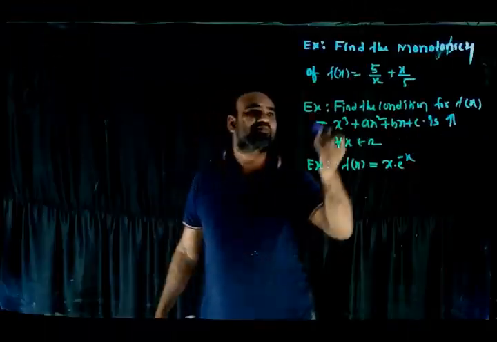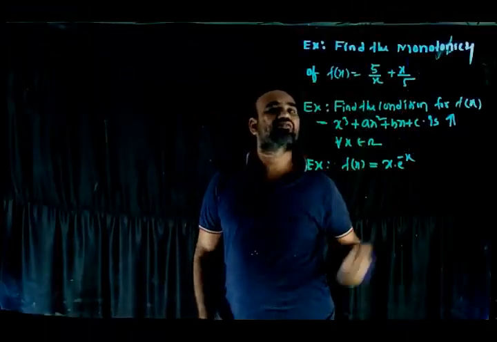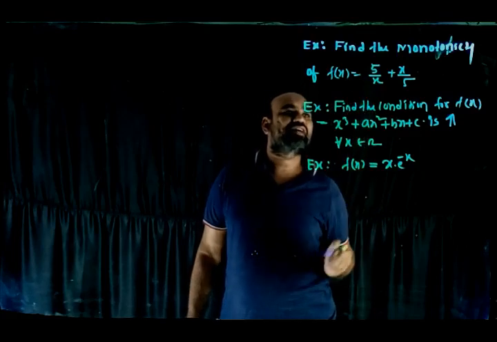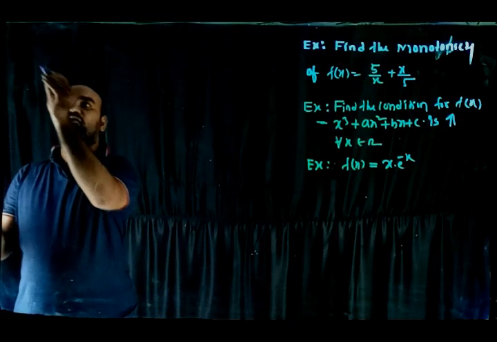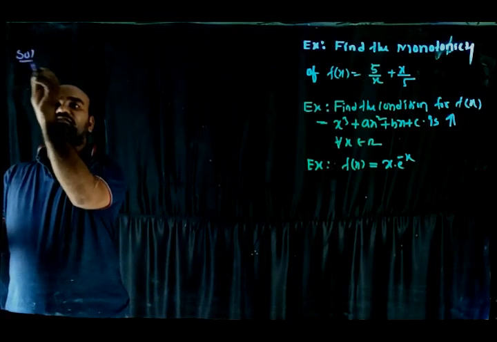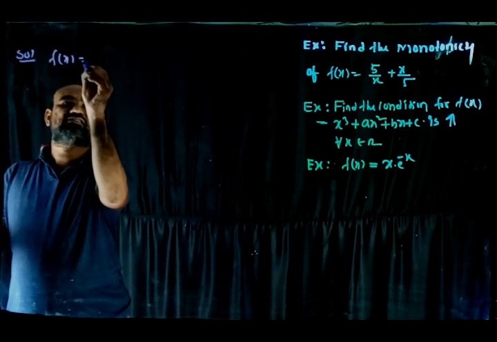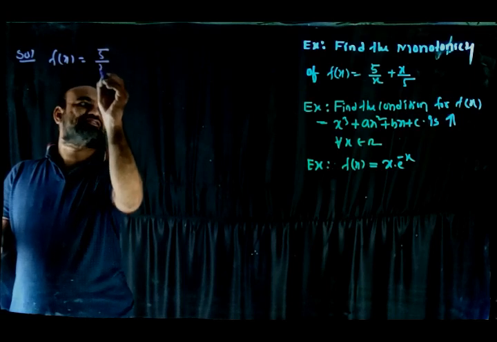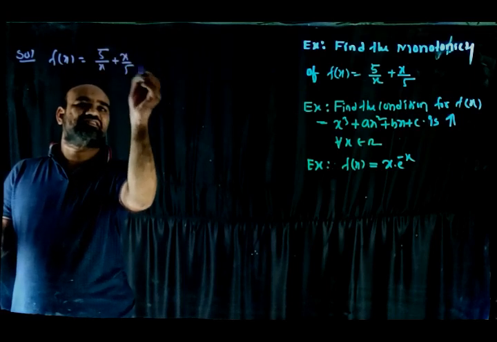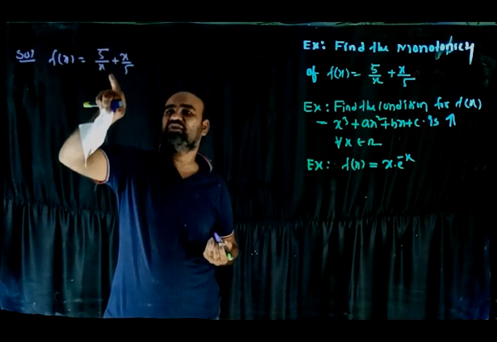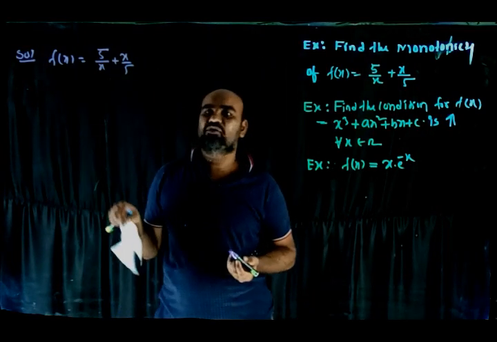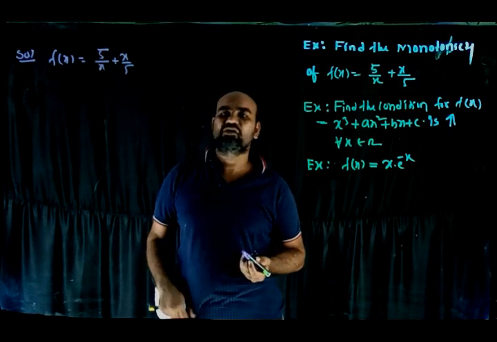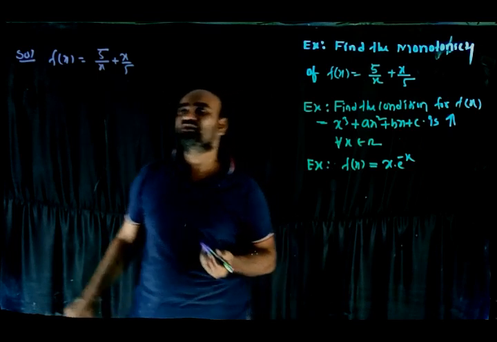Next example problem. Find the monotonicity of f of x equal to 5 by x plus x by 5. Solution. f of x is given as 5 by x plus x by 5. Clearly x should not be 0. Means the domain of the problem is all real numbers except 0, and we want to find its monotonicity.